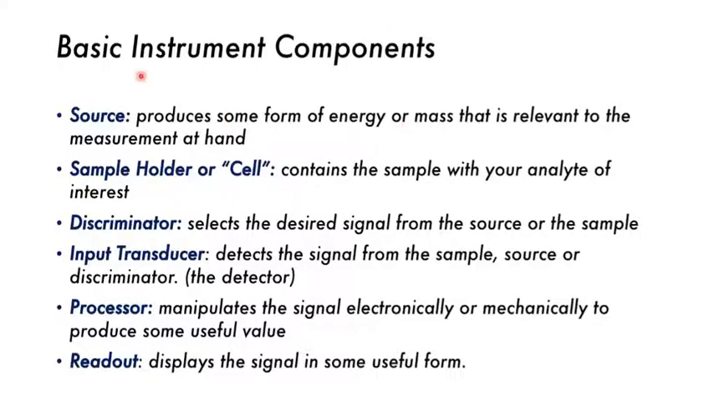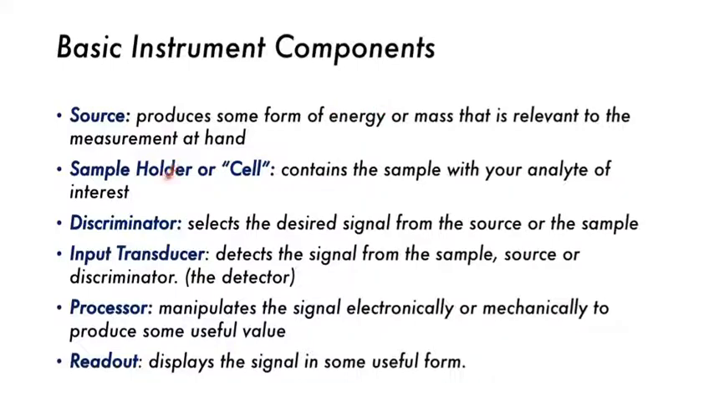Okay, so how is a basic instrument designed and set up? There are about 6 different stations within an instrument that allow us to measure our particular samples. There's the source, which produces some form of energy or mass that is relevant to the measurement at hand. So this is our light source. This is going to produce our visible light, our infrared light, our UV light, our X-rays, whatever it happens to be. It's all producing light, which can be a form of energy.